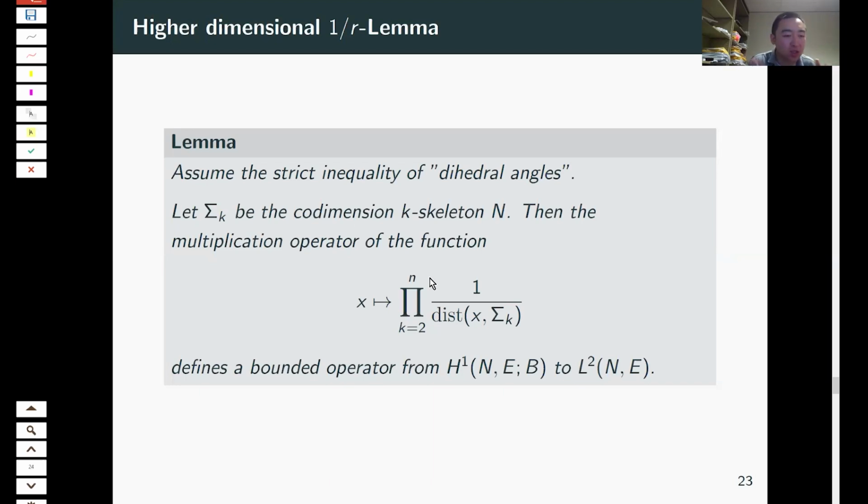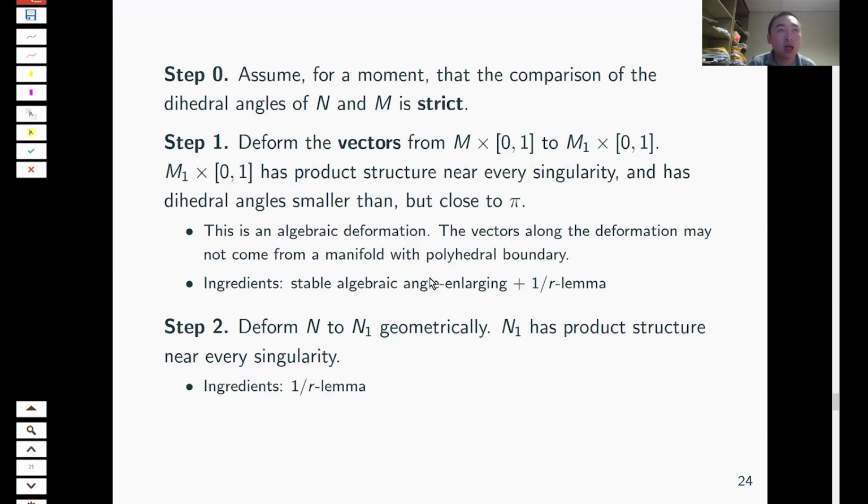Okay, but then the proof is essentially the same as the previous 1 over r, or just use the 1 over r things. Okay. All right. Now with all the ingredients collected, we are really able to state how we prove the theorem. So I will divide the process into several steps.